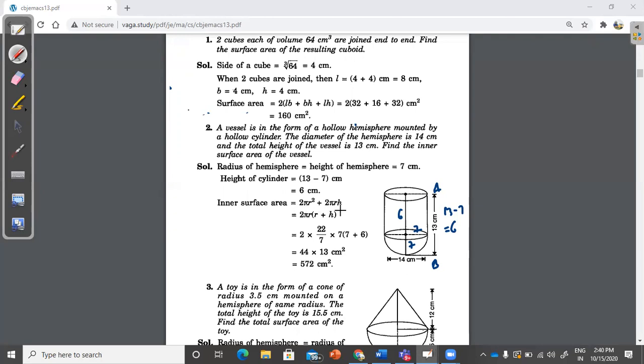Now the area is 2 pi r square plus 2 pi r h. What is common here is 2 pi r. So what do we get? r plus h. So 2 into 22 by 7, radius is 7, plus h. h is the height of the cylinder, which we have calculated as 6. So 7 is going to get cancelled here. We get 44 into 13. So we get the area as 572. So that's answer number 2, 572 centimeters square.